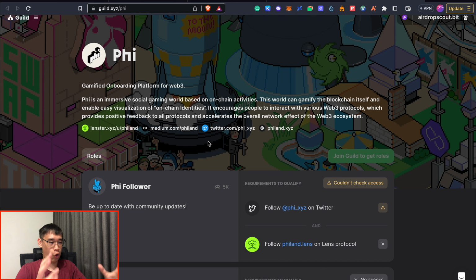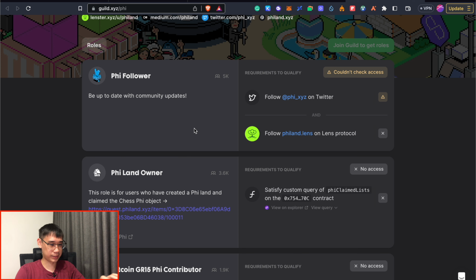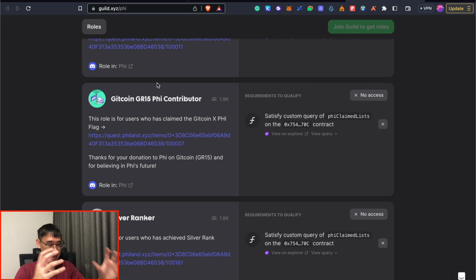So apart from all of the different tasks that you can complete on Phi itself, you can also connect your wallet to Phi's guild, where you can receive certain roles in Discord, depending on some of the tasks that you have already completed. I would say that the two main ones that we can complete would be the Phi follower as well as the Phi Land owner. All of this may be quite important, where if you have certain roles, it may increase the allocation of the Phi token if it ever comes out in the future.